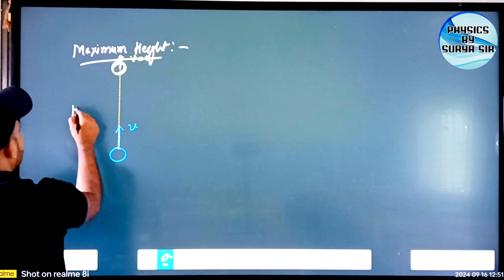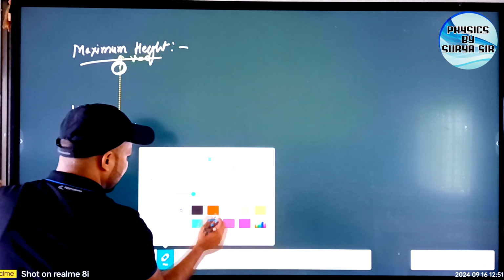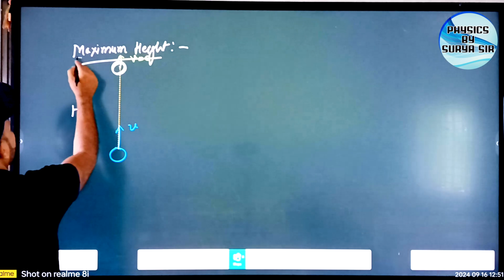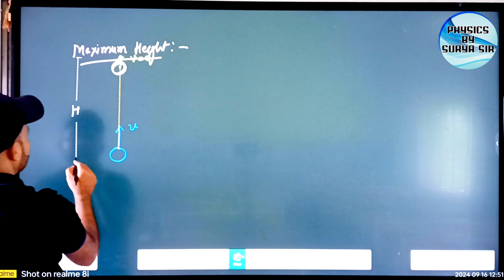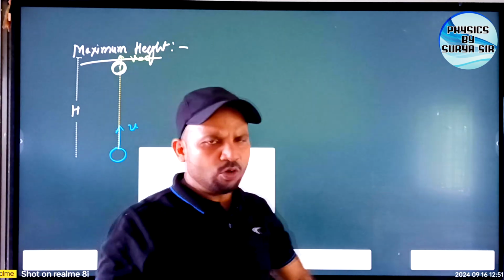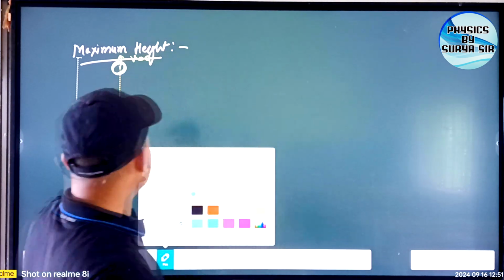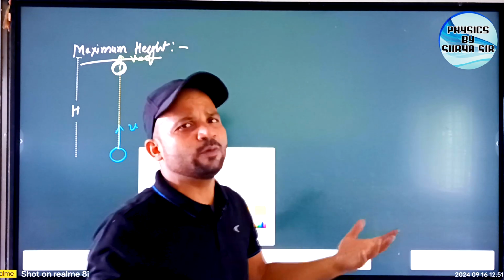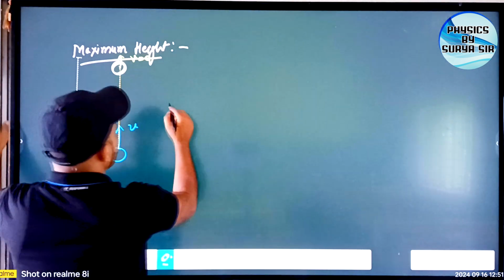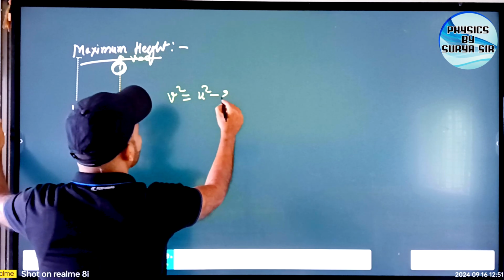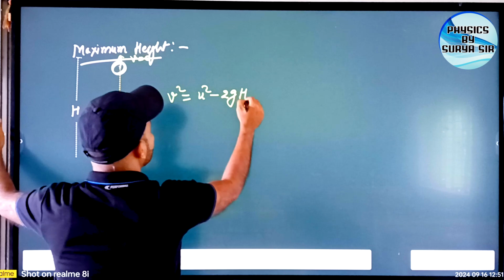So suppose it is the final phase where its final velocity is 0. So what is its maximum height? We have to calculate it. Suppose this is the maximum height. Which equation can we use? We have initial velocity, final velocity, and displacement, so use the third equation. The third equation gives v square is equal to u square minus 2gh.